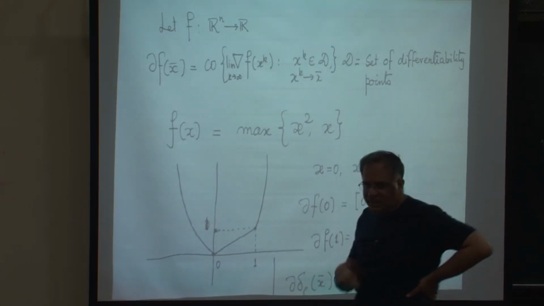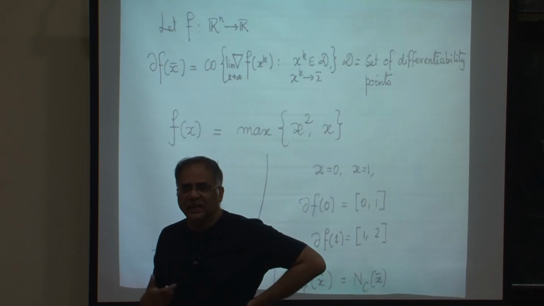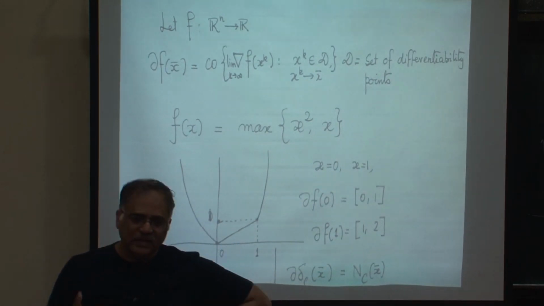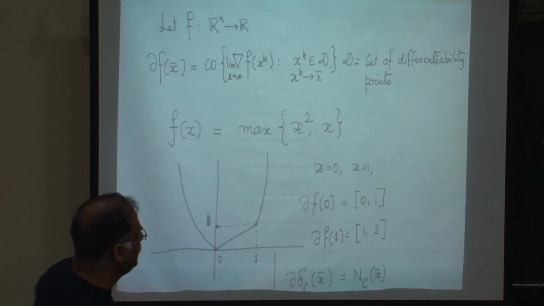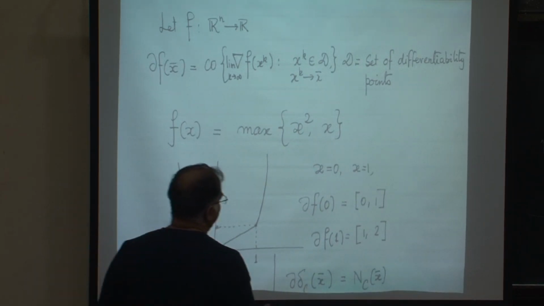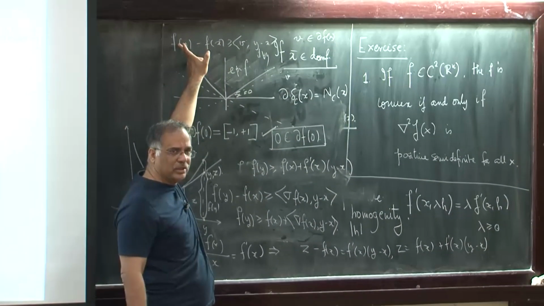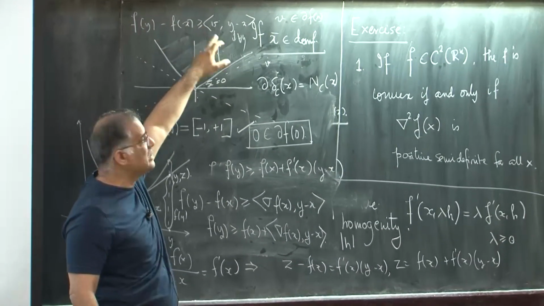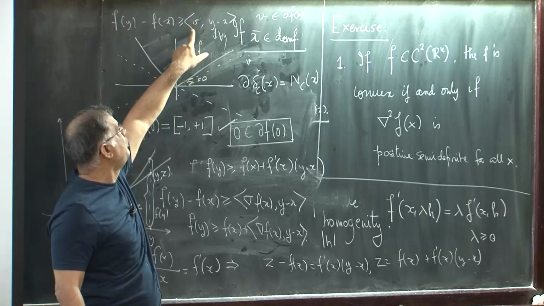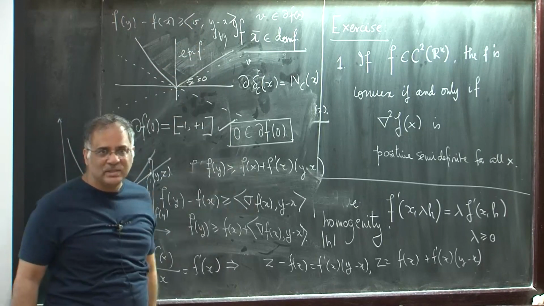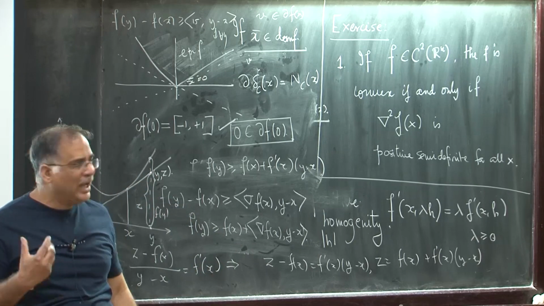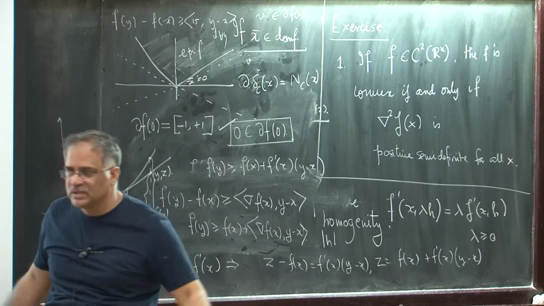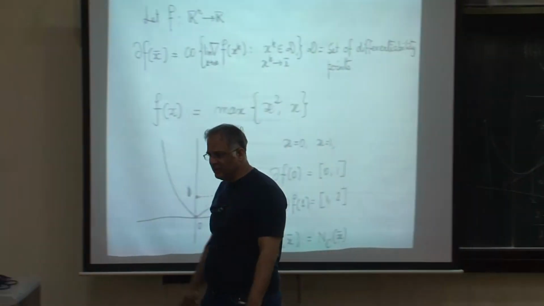So, if 0 is an element of the subdifferential of f at x, then x is a global minimizer, and if x is a global minimizer, then 0 must be in the subdifferential. Because if x bar is a global minimizer, then f y is greater than or equal to f x for any other y. So, f y minus f x is greater than or equal to 0. So, if I put v as 0, 0 into y minus x is 0. So, v equal to 0 actually satisfies that inequality, that is it. So, 0 is a minimizer.